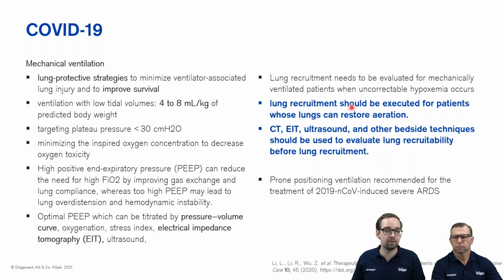And in this recommendation already stating that lung recruitment needs to be evaluated and should be executed for patients where the lung recruitment can restore aeration. So already in this recommendation stating lung recruitment should be performed only in patients that will benefit from a potential lung recruitment. But how do we know this? How can we find this out? We need to assess lung recruitability, and here they already were suggesting several tools, from using CT scan, EIT, so electrical impedance tomography, or ultrasound. So these are just a few tools that we can use to assess lung recruitability.